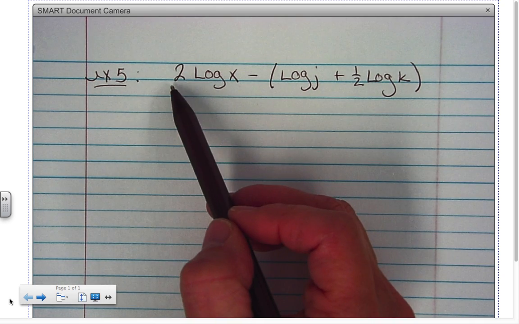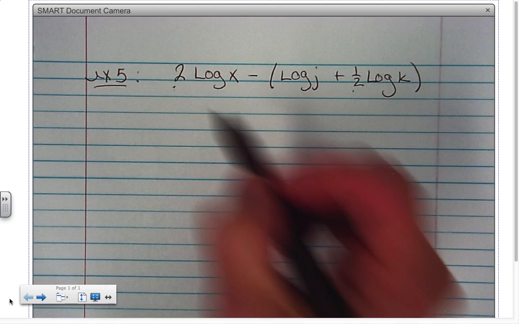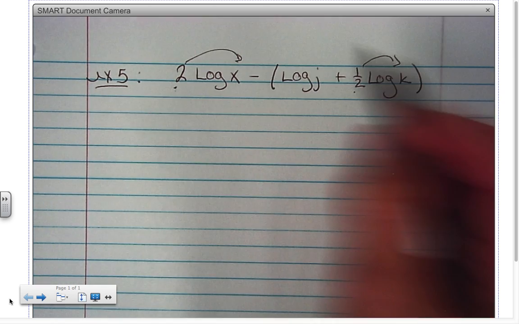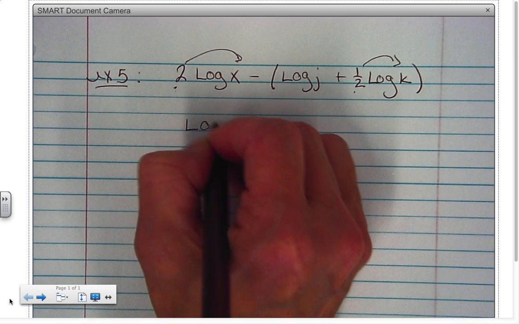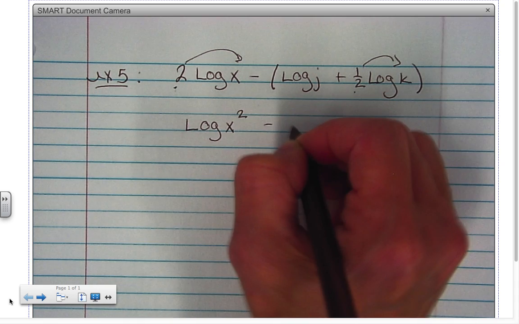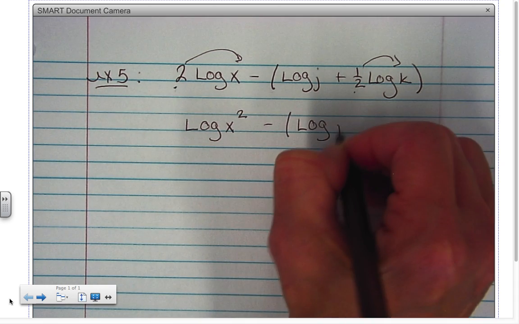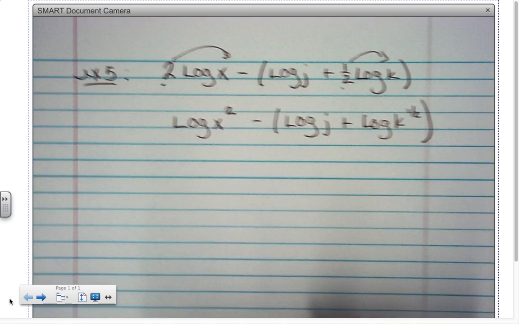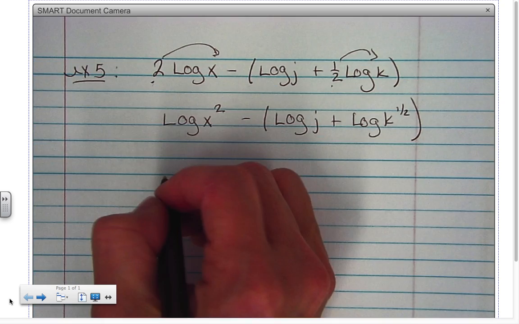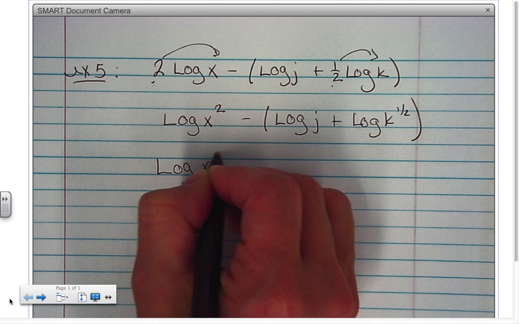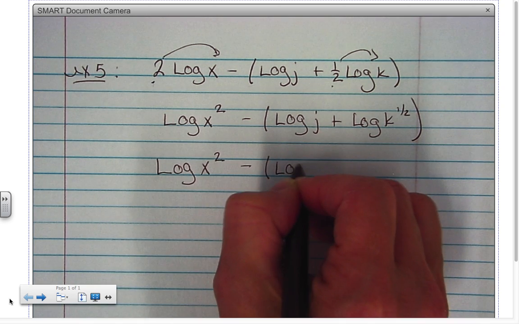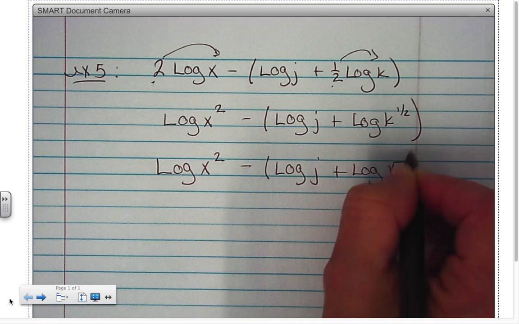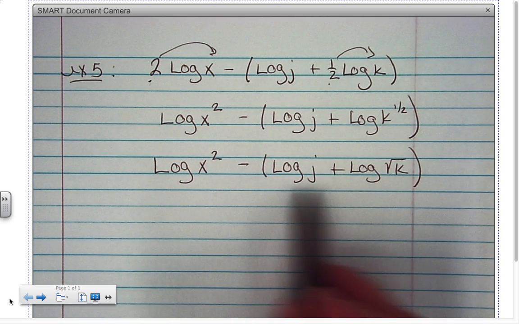But I would start with the idea that anything that is out front needs to back up as an exponent. That's going to go up, and that's going to go up as a power. This one didn't have one. So when we're working in the reverse order, the power laws go up first. That power of 1/2 is the same as a square root, so I'll get log x squared minus log j plus log radical k. I'll take care of what's in the parentheses next.